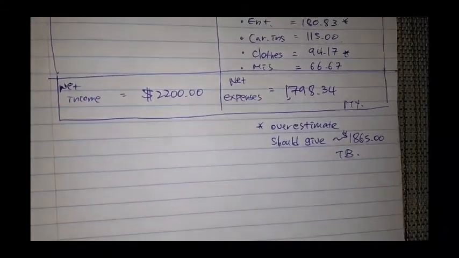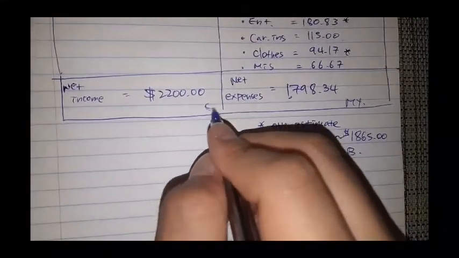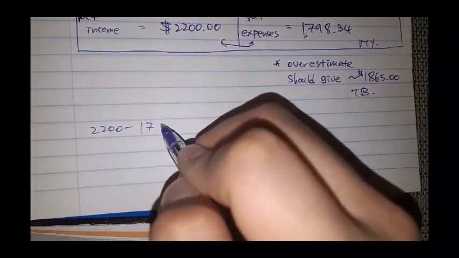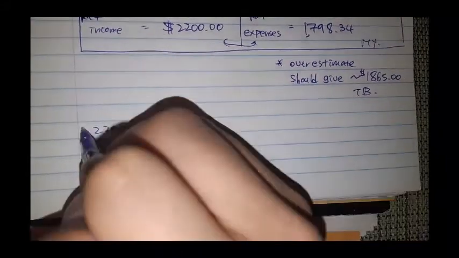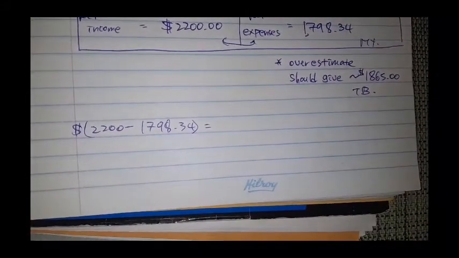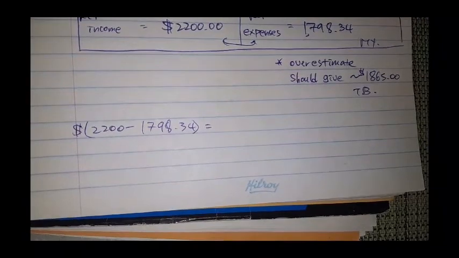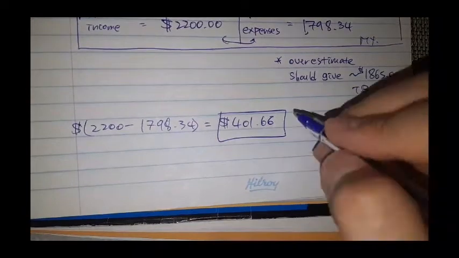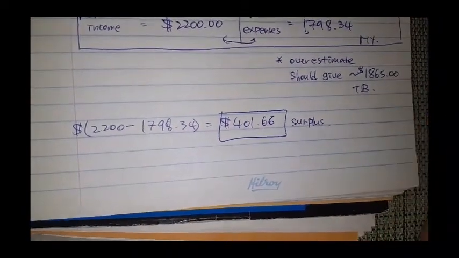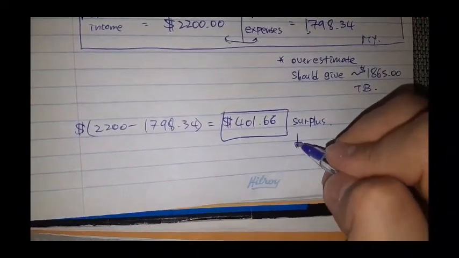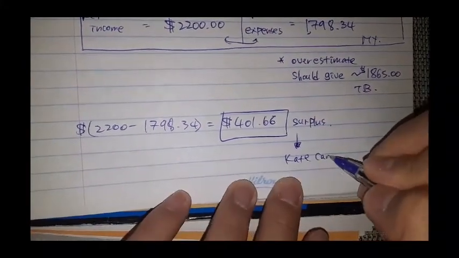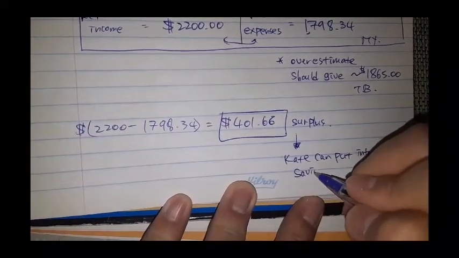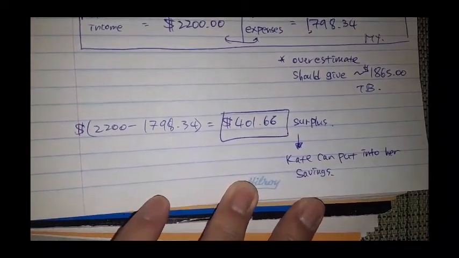But in any case, for the surplus of the budget, I'm going to go with my data. So 2,200 minus 1,798.34 basically provides that much of surplus. And that's the money that Kate can put into her savings. That's what I want to point out, folks.